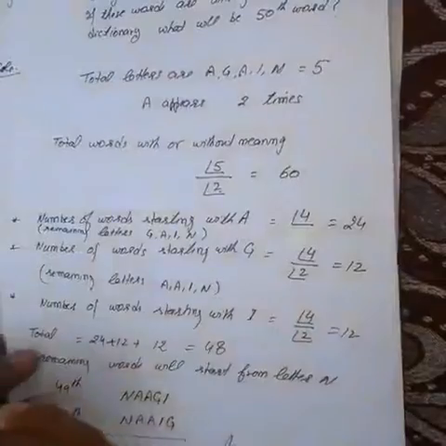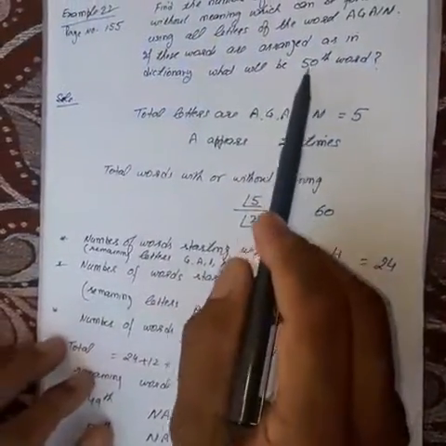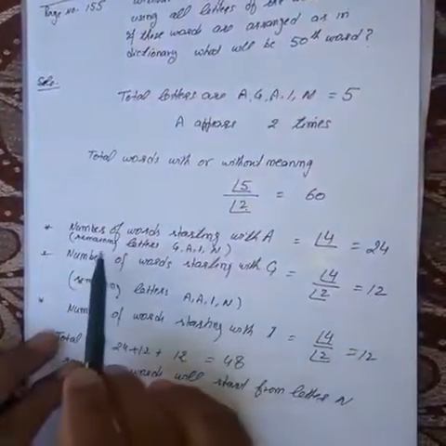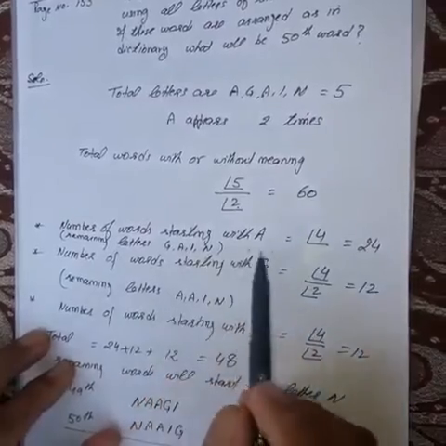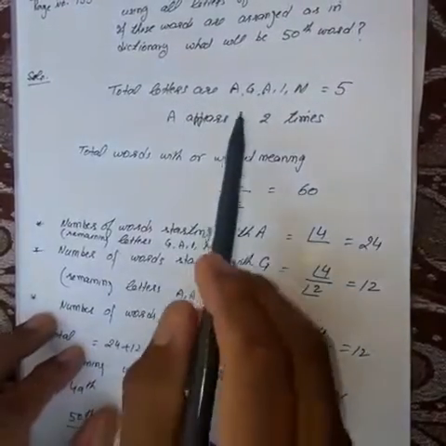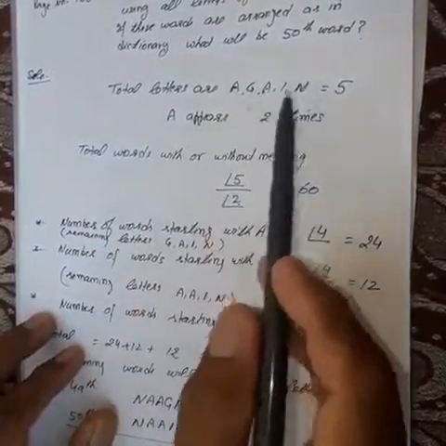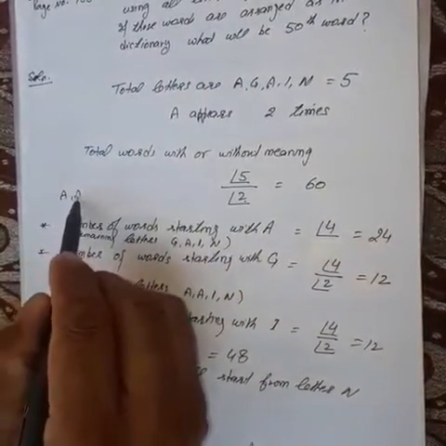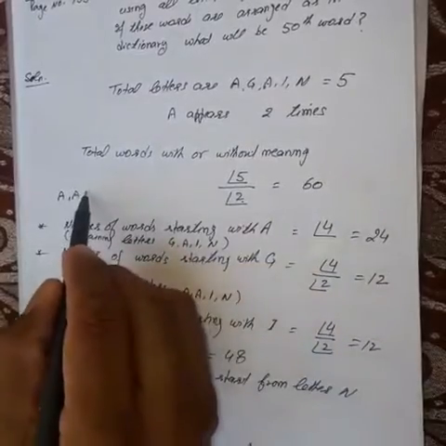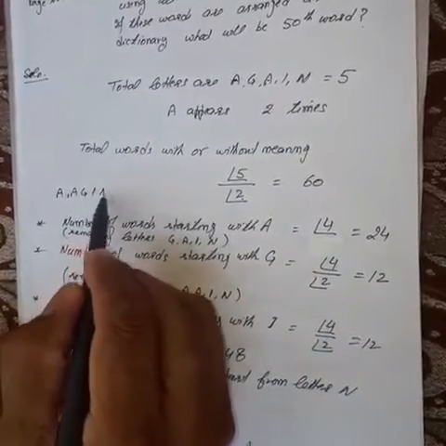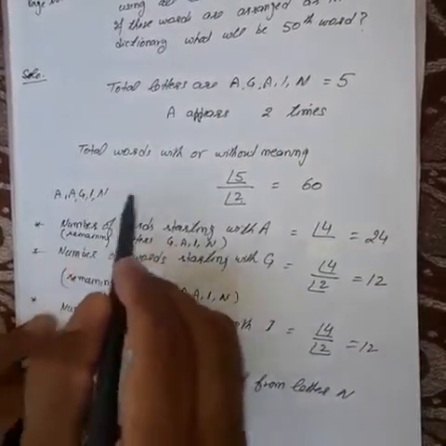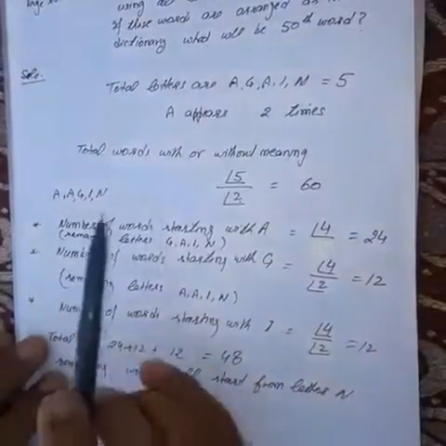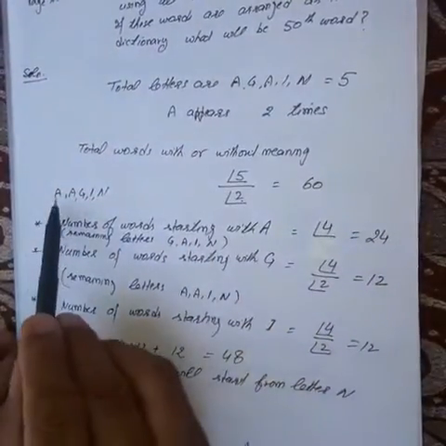Now for the second part, what will be the 50th word? Now the number of words starting with A. If you arrange these words alphabetically, first we will have A, then G, then I, and then N. These are arranged in alphabetical order now, and first we will write the words starting with A.